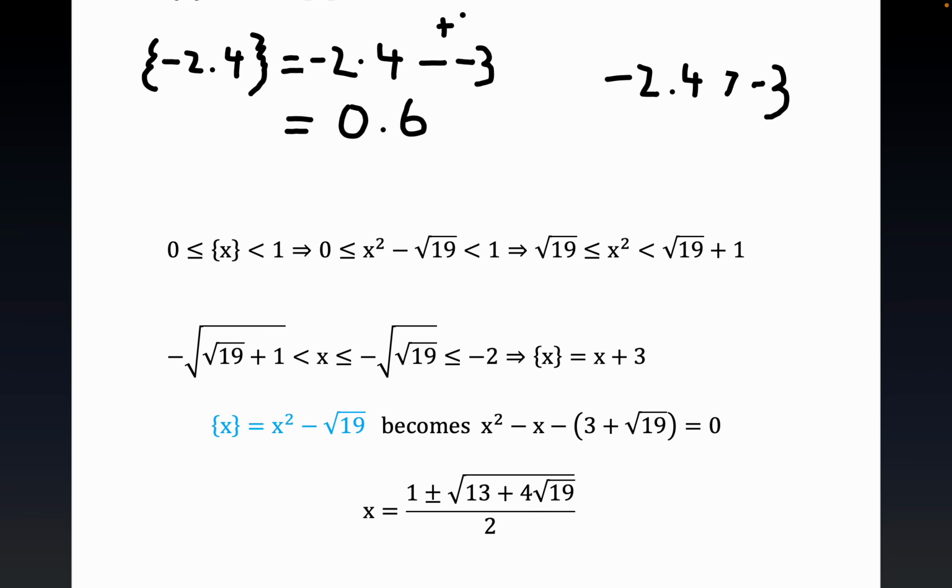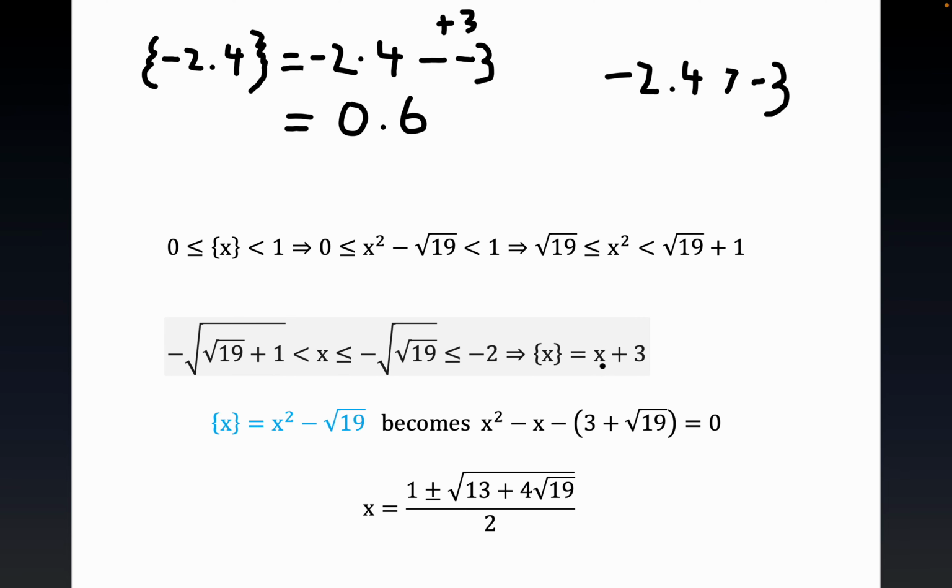For the very same reason, the fractional part of x is going to equal x plus 3, because x is stuck between two numbers, between minus 2 and minus 3 here, okay? Now, this number is actually bigger than minus 3, but x is stuck between minus 2 and minus 3. That means its fractional part will be x plus 3.